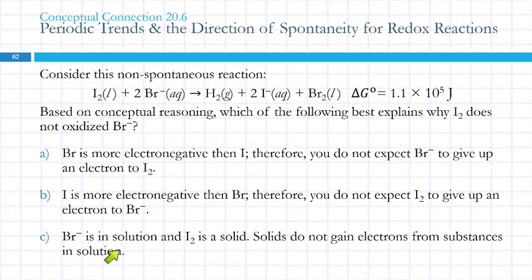Or Br minus is in solution and I2 is a solid. Solids do not gain electrons from substances in solution. What do you think about choice C? That's just completely bogus. If solids can't gain electrons from substances in solution, how does an electrochemical cell work? You have an electrode that's solid, right? And the electrons go into and out of it. So this just doesn't make any sense at all.